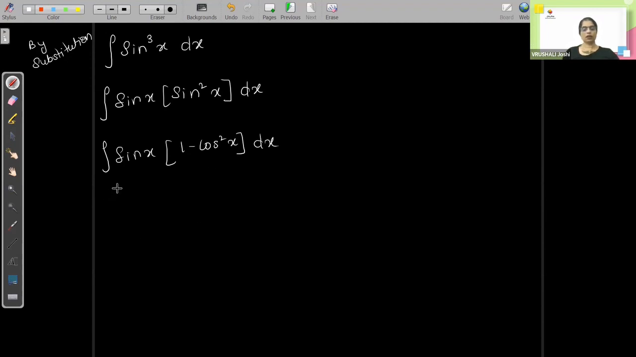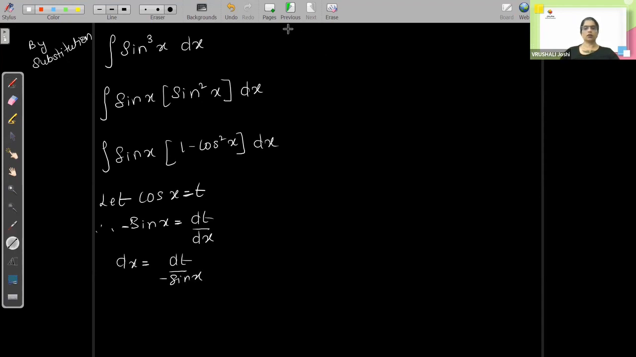That means we can take the function cos. Let cos x equal t. So therefore, what will the derivative of cos be? Minus sin x, correct? Minus sin x is equal to dt by dx. So this will be what? dx is equal to dt by minus sin x.